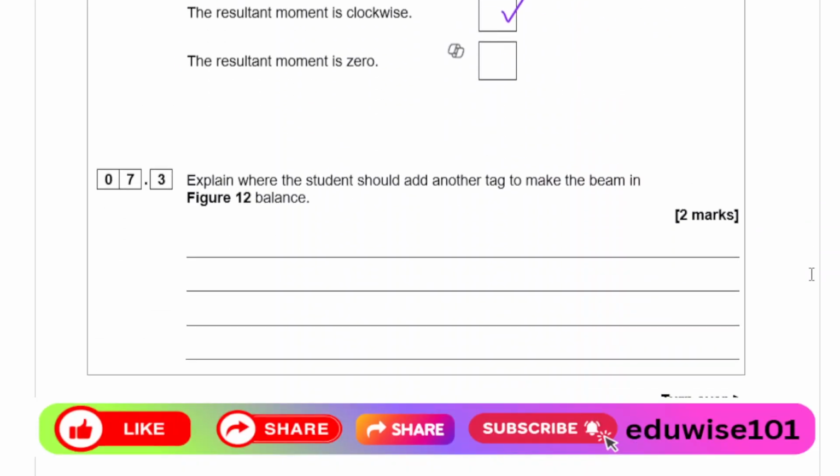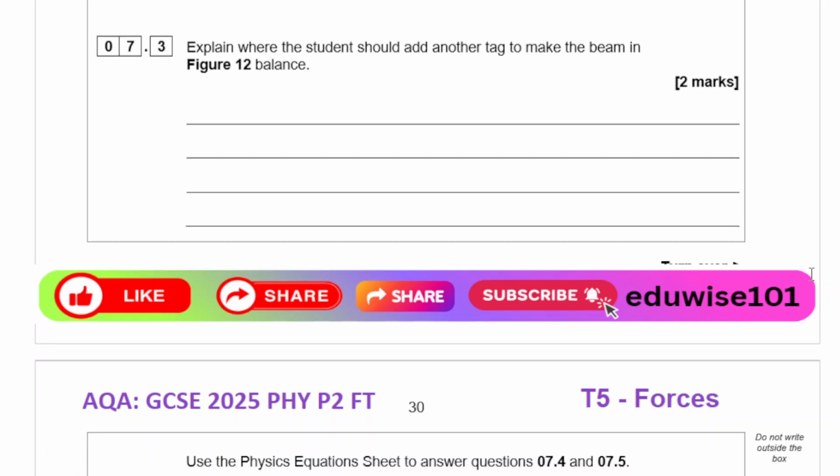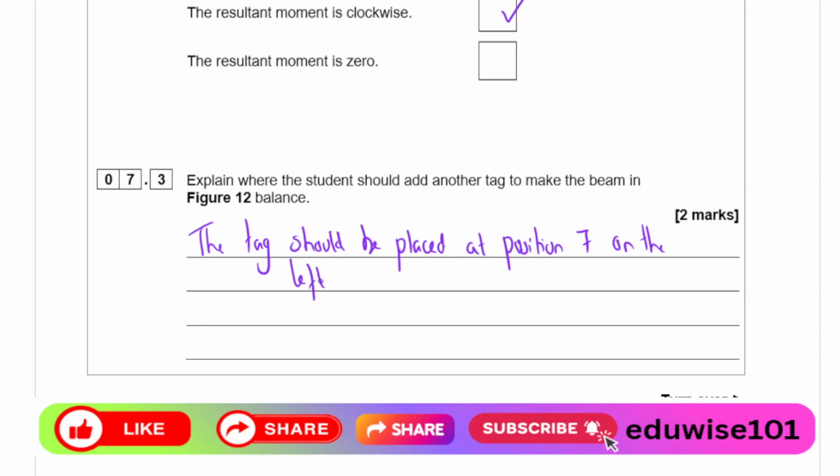Explain whether the student should add another tag to make the beam balance, and where the student should add it. Well, he would need to add it at position 7 on the left hand side, so that the moments actually balance out. The tag should be placed at position 7 on the left of the pivot.